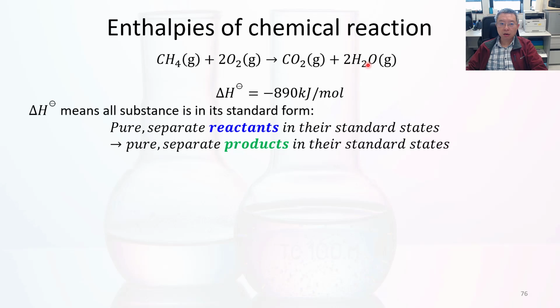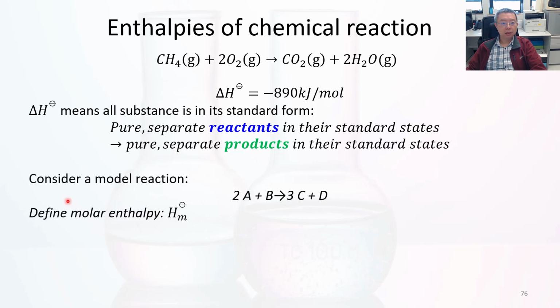This is not a real chemical reaction. In the real case, we have a mixture of methane with oxygen, getting a mixture of CO2 with water, right? So although we are writing these forms, this is not a physical reality. This actually leads to why a chemical reaction reaches a chemical equilibrium, because it is a mixture instead of a pure substance.